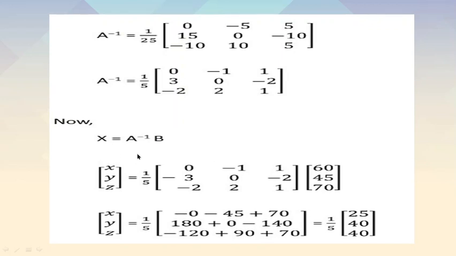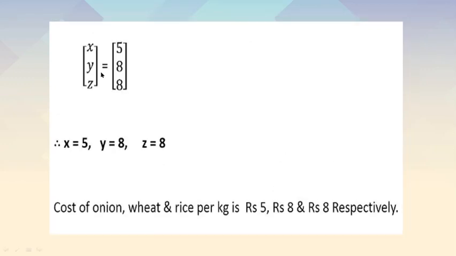Now X = A inverse B. So we will input this value of A inverse, and B matrix is 60, 45 and 70, and then we will solve it. The answer is 5, 8 and 8. It means X is 5, Y is 8 and Z is also 8. Cost of onion, wheat and rice per kg is 5 rupees, 8 rupees and 8 rupees respectively.